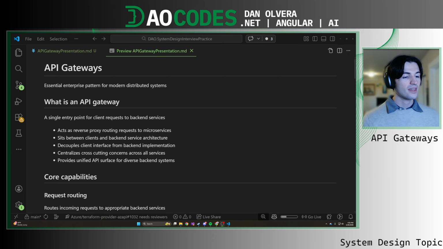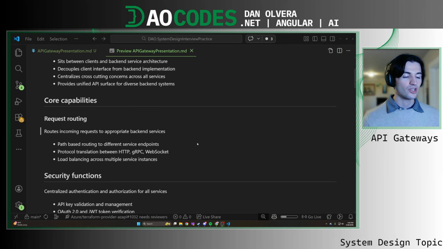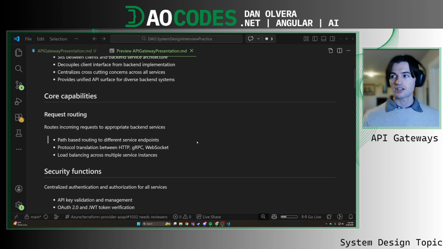If you have a gateway that gives you a URL or some sort of connection point, it doesn't really matter what the downstream service is because it's abstracted away by this gateway. It centralizes the cross-cutting concerns across all services and provides unified API servers for diverse backend systems. So let's get into what that actually means. If you have this massive enterprise system, you want to be able to have a replicable, scalable way to deploy and utilize backend services.